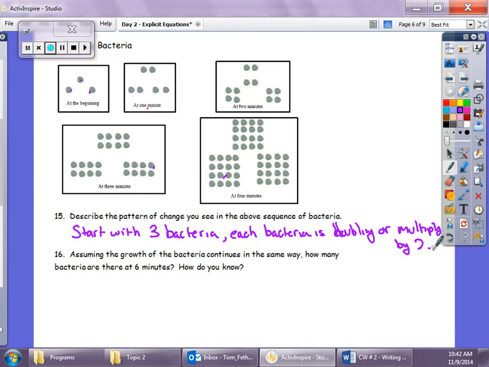So assuming the growth of the bacteria continues in the same way, how many bacteria are there at 6 minutes? Well, this is 3, this is 6, this is 12, this is 24, this is going to be 48 at 4 minutes. So at 5 minutes, there should be 96 bacteria. At 6 minutes, well, 96 times 2 is 192 bacteria. So there should be 192 bacteria.